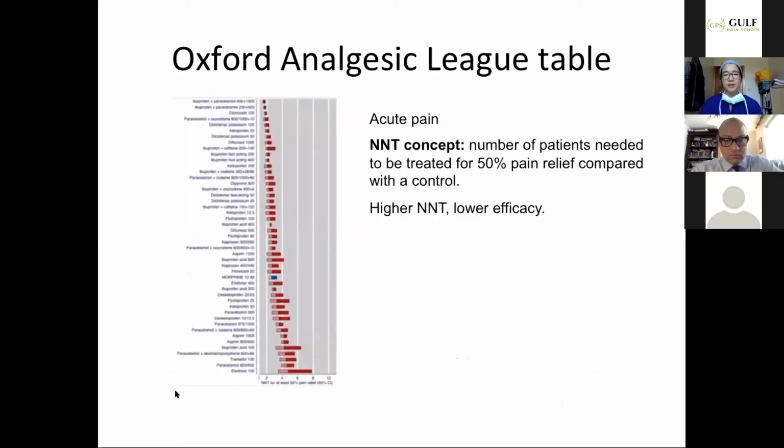And then I think you might also have to be aware of the concept of the Oxford Analgesic League Table for acute pain. They've got a number needed to treat concept, which is the number of patients needed to treat for 50% pain relief compared to control. So if the NNT is higher, then the drug is less effective. If you look at the top of the list, it's probably not too clear, but it's paracetamol 1 gram plus ibuprofen 400 milligrams.